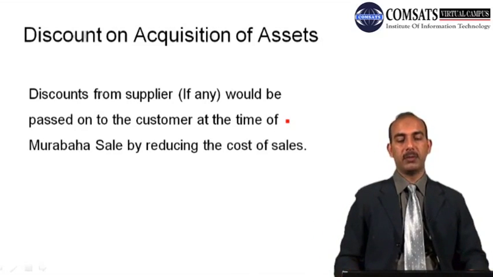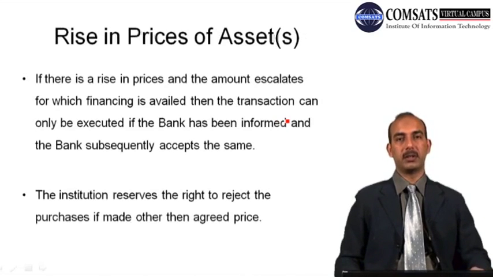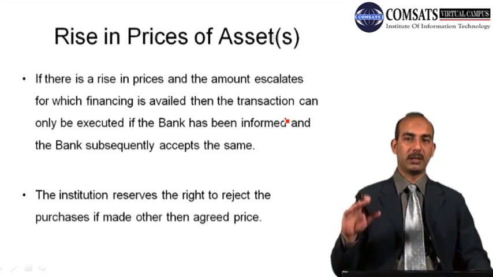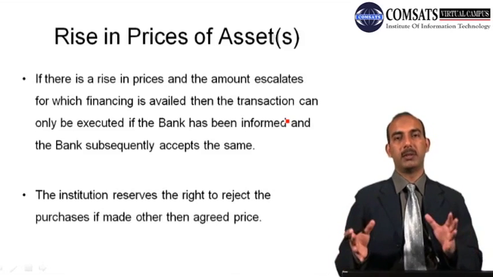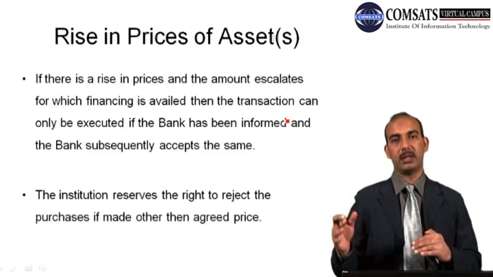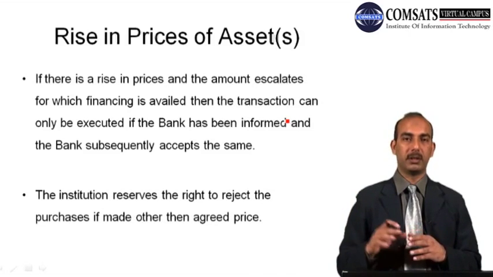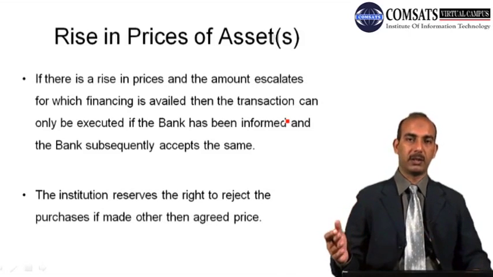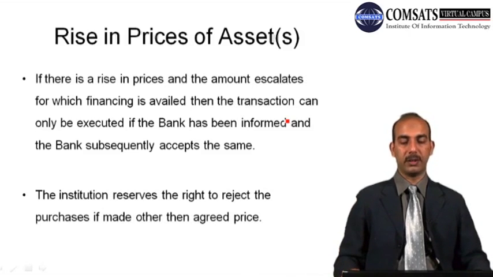Discount from the supplier, if any, would be passed on to the customer at the time of Murabaha sale by reducing the cost of sale. And rise in price of asset. If there is a rise in the prices, that amount escalates for which financing is availed, then the transaction can only be executed if the bank has been informed and the bank subsequently accepts the same. And if the price of that asset has increased, then if the bank agrees with that increased price and the bank is duly informed, the bank can finance and the agreement can continue.